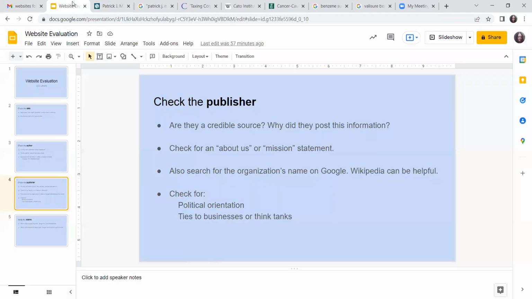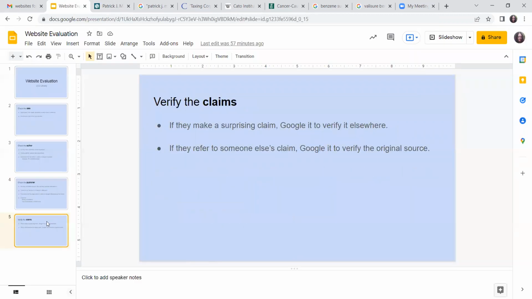The next thing that you want to be sure to do is to verify the claims made by the website. So for instance, if they make a surprising claim, you want to Google it to verify it elsewhere. And usually you can make sure that other people are saying kind of the same thing in order to double check and make sure that it's going along with what most people are saying.